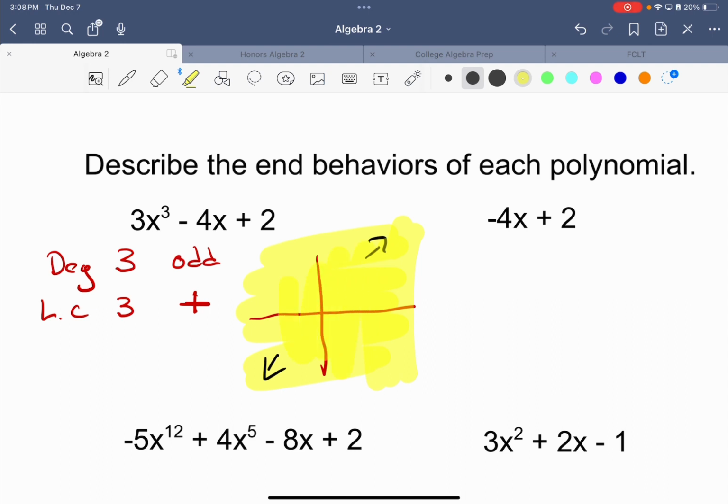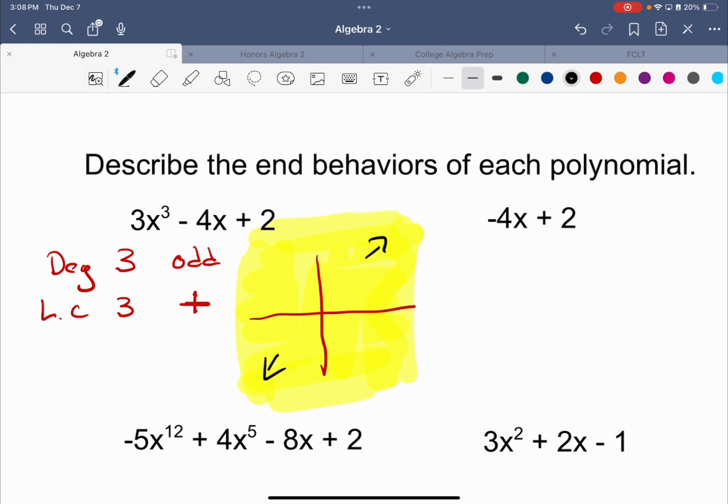That's what you're expected to do in my room when you're asked what the end behaviors are. You don't have to put it in the first and third quadrant. You simply put arrows in the first and third quadrant, because eventually we're going to graph these things. And when we graph these things, now we know where they start and stop, so to say.